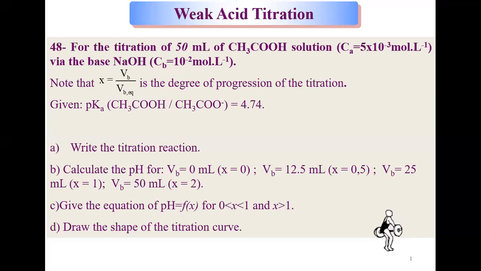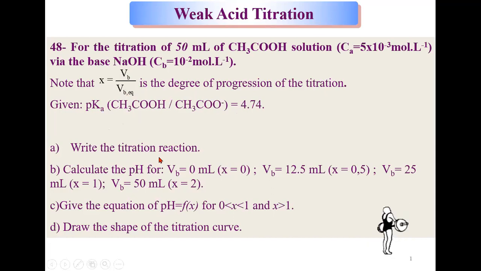Just as a reminder, we can again do a titration curve, where the x-axis is either volume or a variable x, which is a progression of the titration, VB over VB at equivalence. Again, the curve doesn't really change whether you do it with VB or VB at equivalence, just the numbers on the x-axis will change, as you will see.